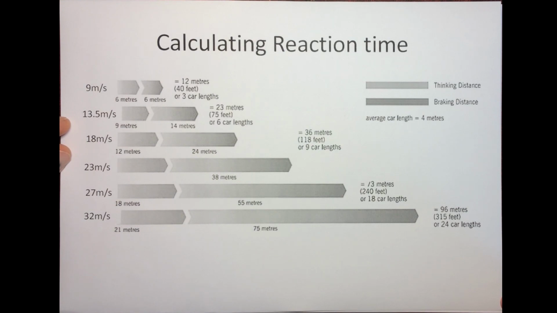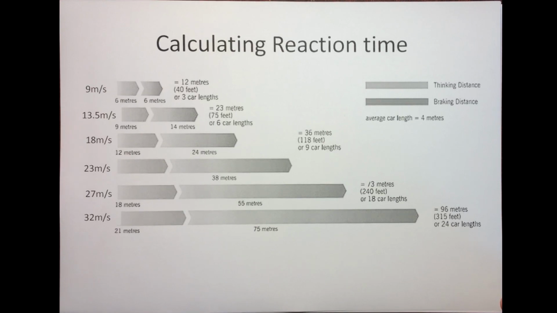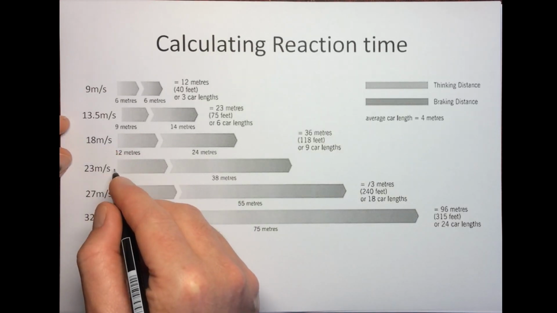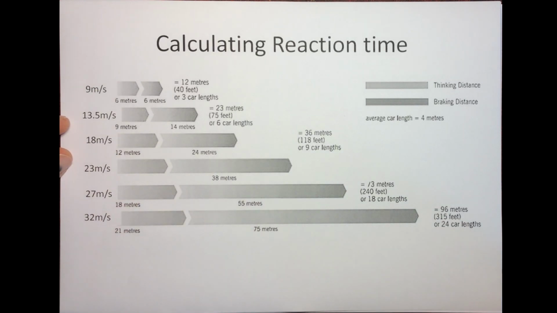Okay, so 9 meters per second is about 20 miles an hour. 13.5 meters per second is about 30 miles an hour. 40, 50, 60, 70 miles an hour. Okay, so you get the idea.